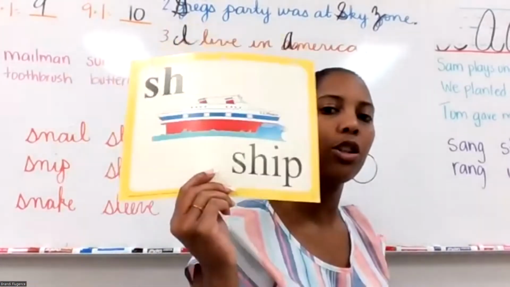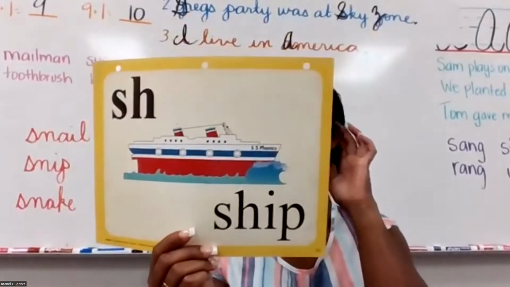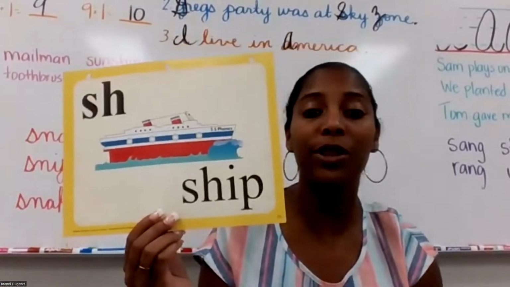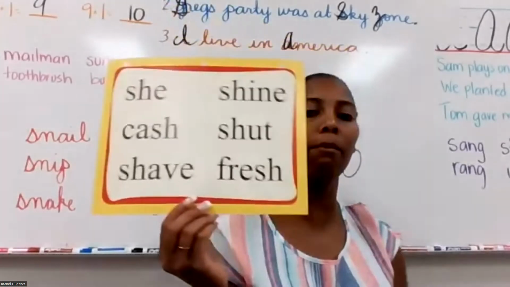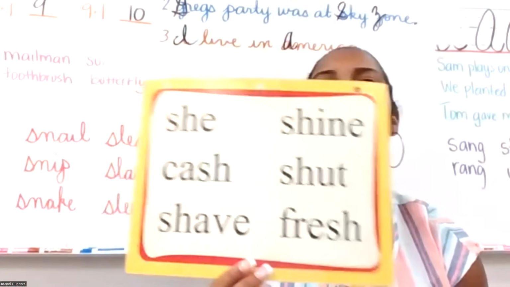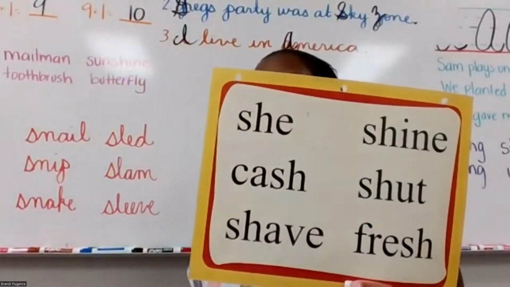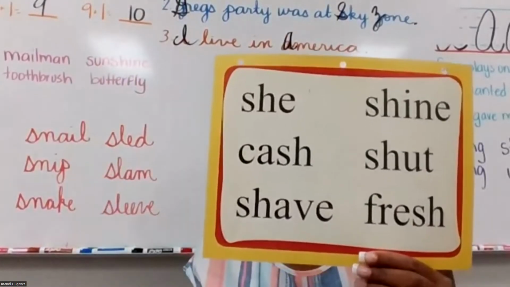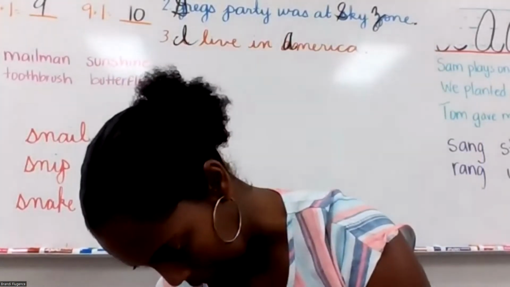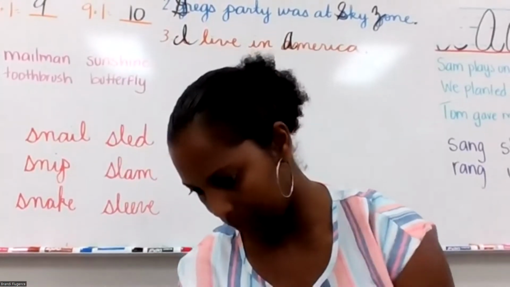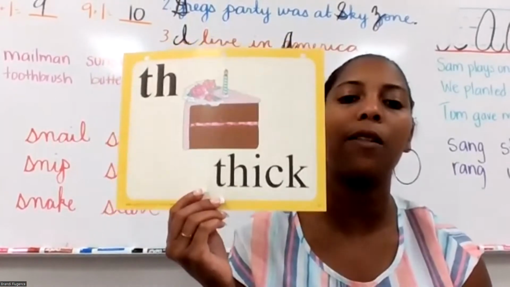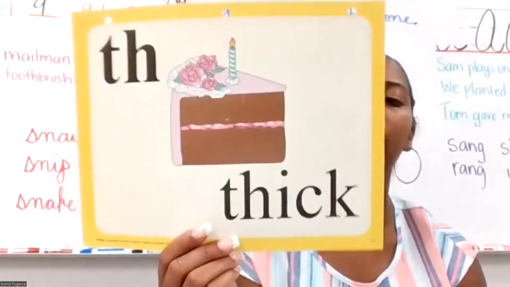All right, next one. SH says shh, and ship. Okay, this is what you use to buy things. Don't say money. Money does not have SH in it. This is what you use to buy things. I was gonna call you, but you're standing. Carol? Cash. Oh yeah, cash, money. TH says in thick.